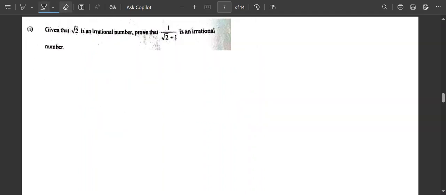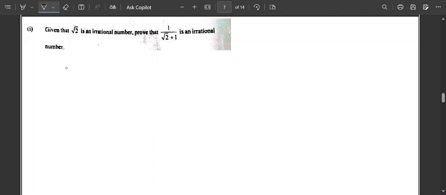So we are given this function, say x, given root 2 is irrational. Prove that 1 over root 2 plus 1 is also irrational. So we prove this one by contradiction. Suppose you want to contradict something, then you see what comes out at the end. So don't forget to write the statement that we prove by contradiction.